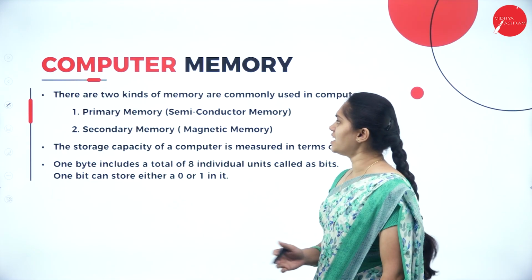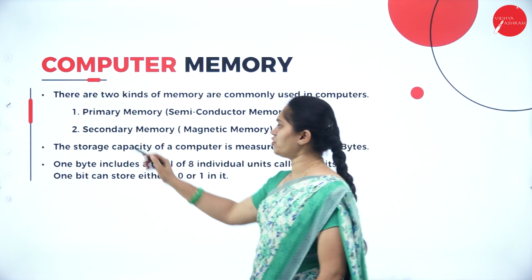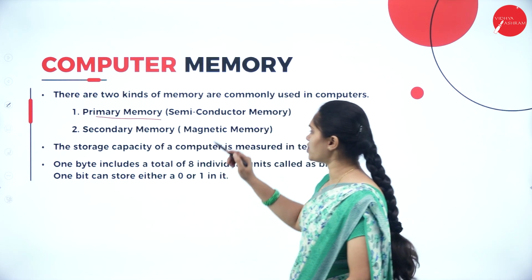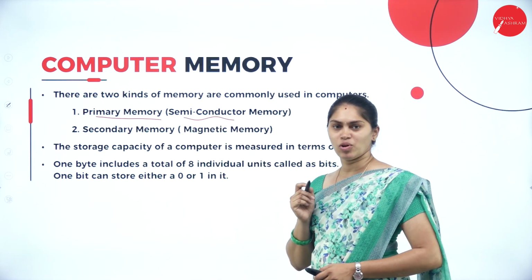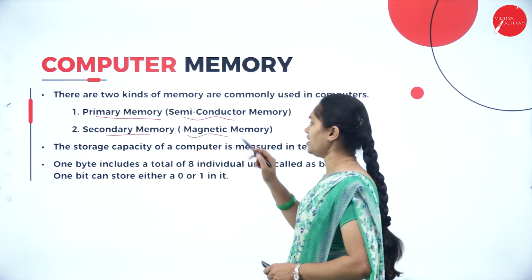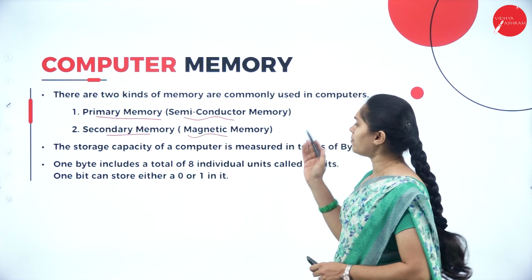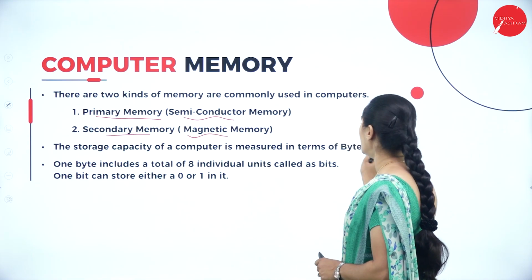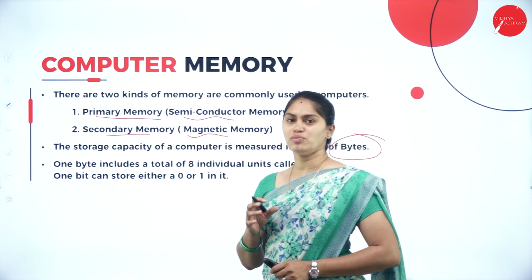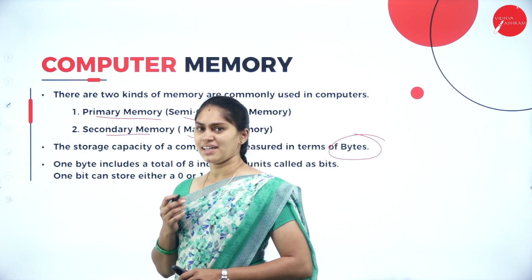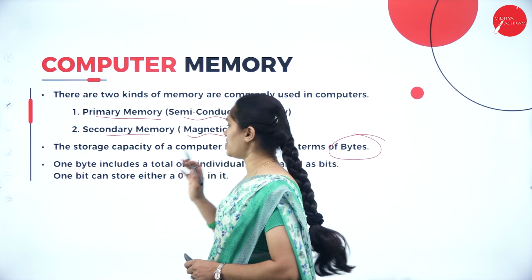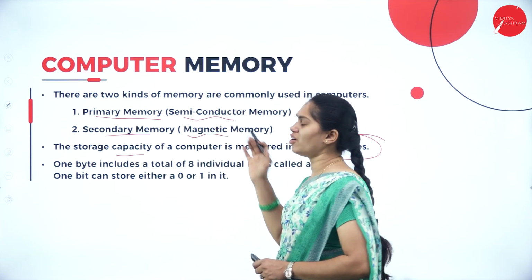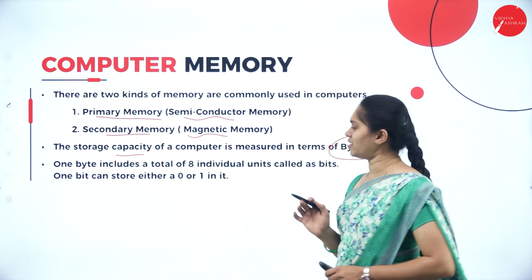First, we'll see that computer memory is mainly of two kinds. One is primary memory, also called semiconductor memory. Next, we have secondary memory, which is also considered magnetic memory. The storage capacity of a computer we measure in terms of bytes, that is, how many bytes it has. Based on that, we measure the storage capacity of any computer electronic device.